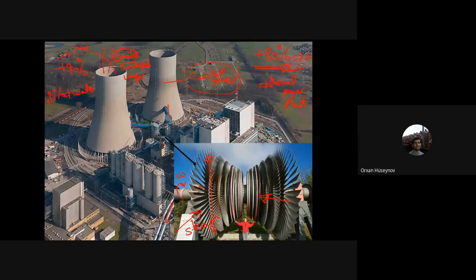Here you can't see the grid because it is at the back of this power plant. But in real power plants, you also have the grid electricity delivery system. Okay, good.